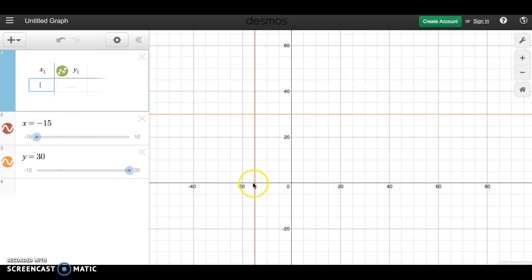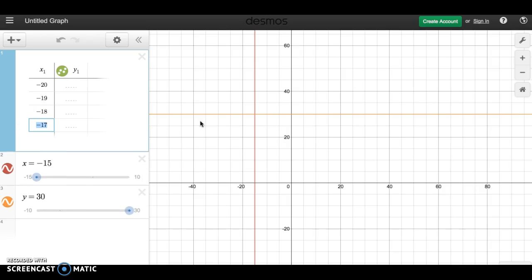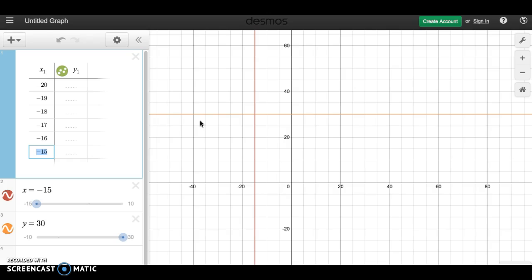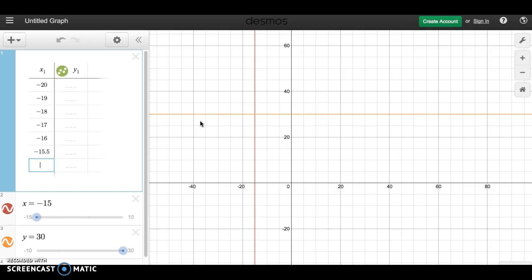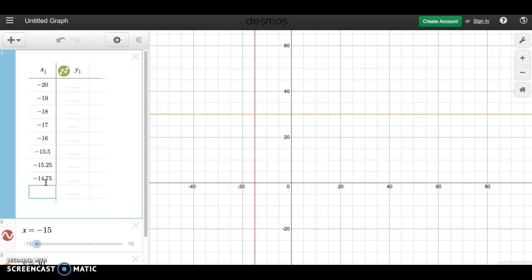Let's pick some values close to negative 15 so we can see where the function is on either side of it. Let me go negative 20, negative 19, negative 18, negative 17, negative 16. Then negative 15.5 and negative 15.25, just so we can see what's happening really close to this asymptote. And then negative 14.75, negative 14.5, negative 13, negative 12, negative 11, negative 10. I know that's a lot of values, but I'm going to dump all those into my graphing calculator and see what values I get out.